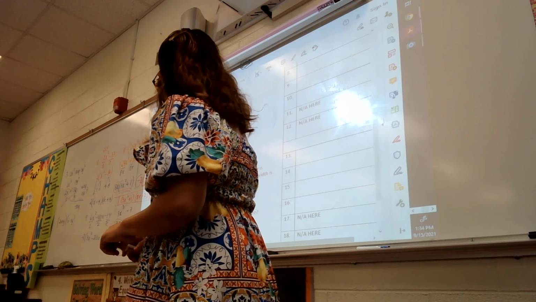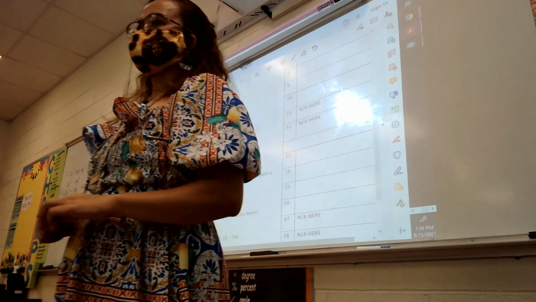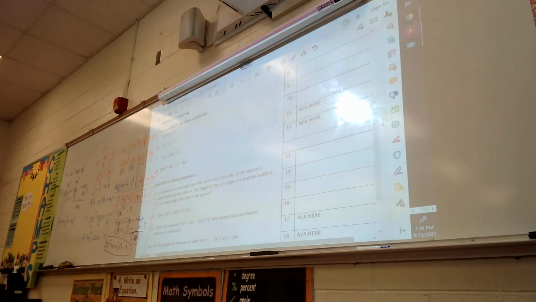What number are we now? 13. We're almost finished. Okay, let's start 13. Will somebody read number 13 first? Go, Nora. A square and a rectangle have the same area. The side of the square is represented by 2 times x. The length of the rectangle is 4 and the width is x plus 6. How long is the side?